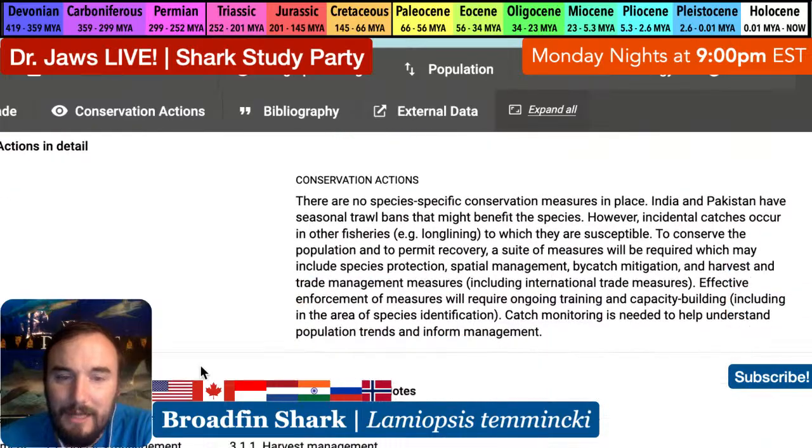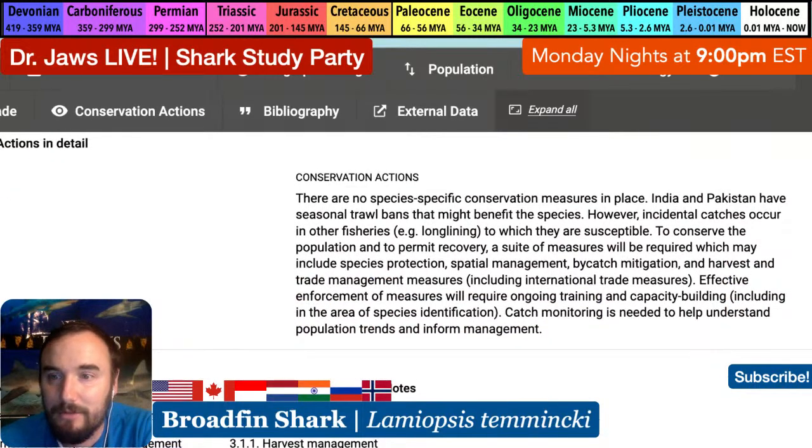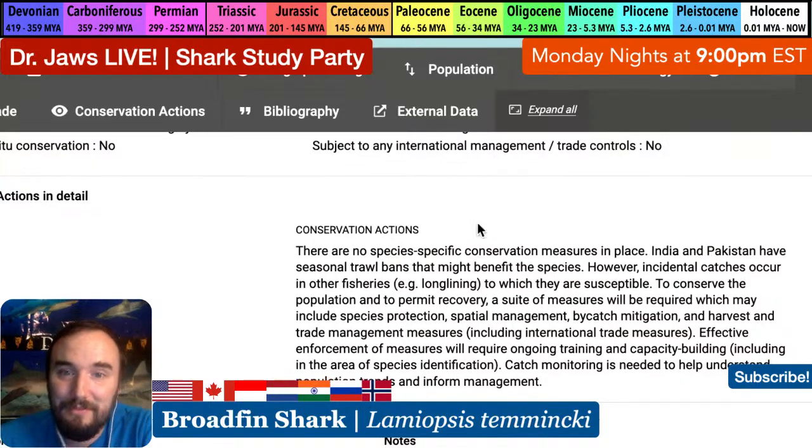So let's see, is there anything going on with the broadfin shark, conservation-wise? There are no species-specific conservation measures in place. India and Pakistan have seasonal trawl bans that may benefit the species. However, incidental catches occur in other fisheries, for example longlining, to which they are susceptible.